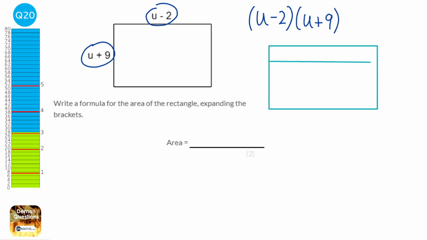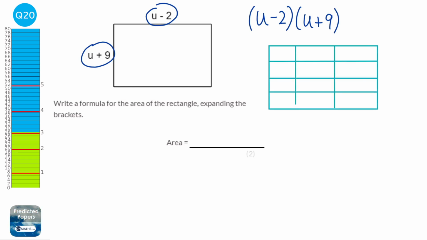Just going to draw out the grid. And so we've got u minus 2, and we're multiplying it by u plus 9. And so we've got u times u, which is u squared, u times minus 2, which is minus 2u, 9 times u, which is 9u, and 9 times minus 2, which is minus 18.